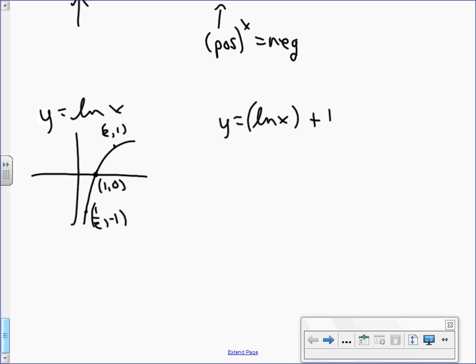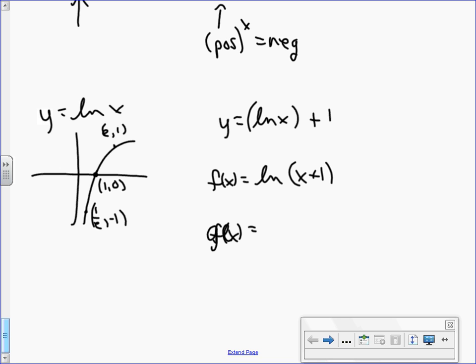If I said f of x equals the ln of x plus 1, you would move it to the left 1, changing all of the x values. Remembering that e is about 2.7, so that should help you with shifting and how that looks.